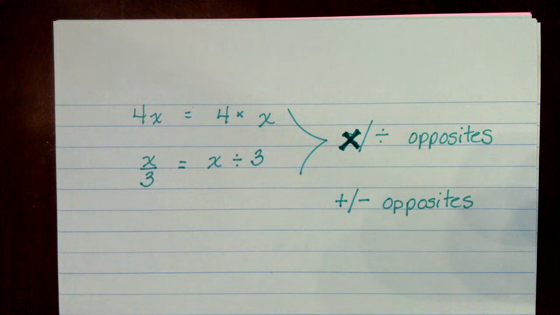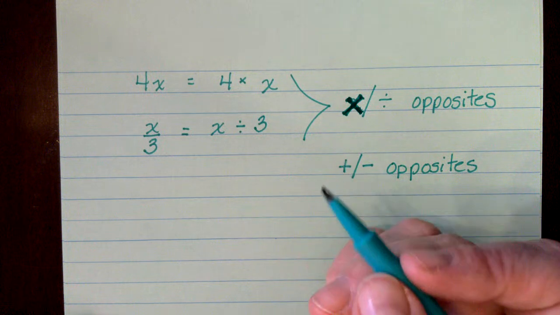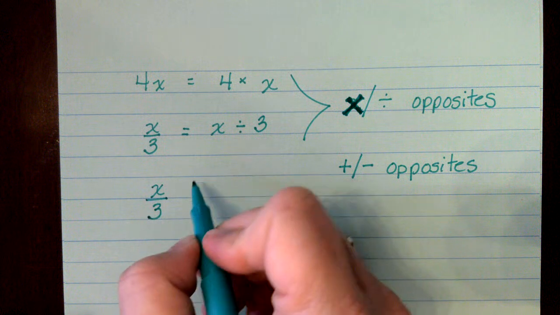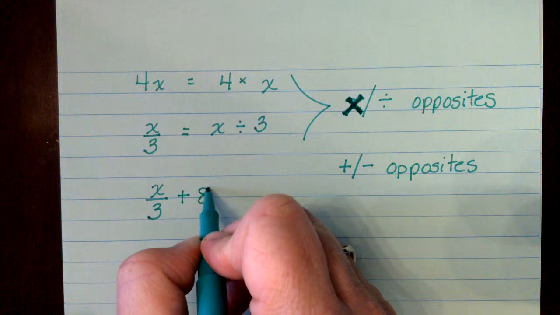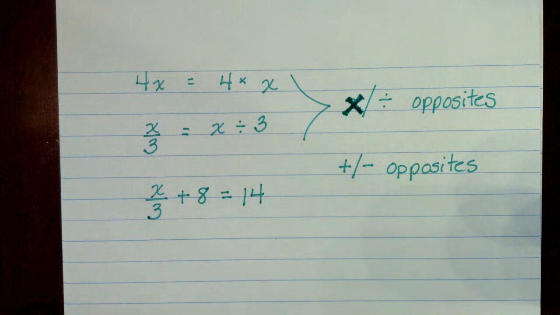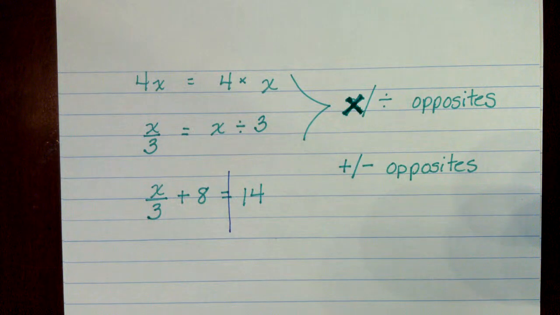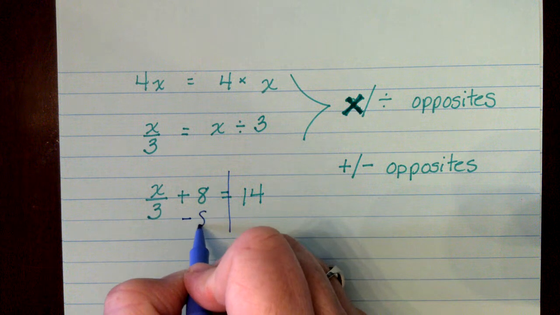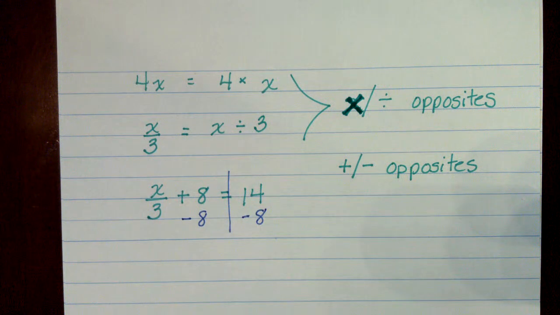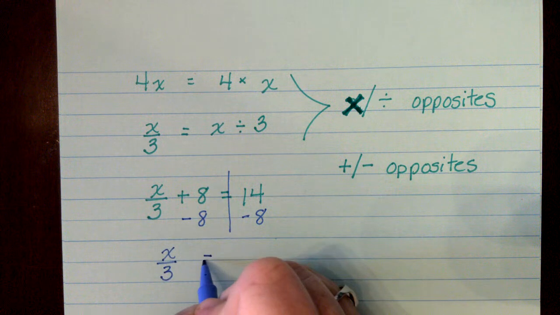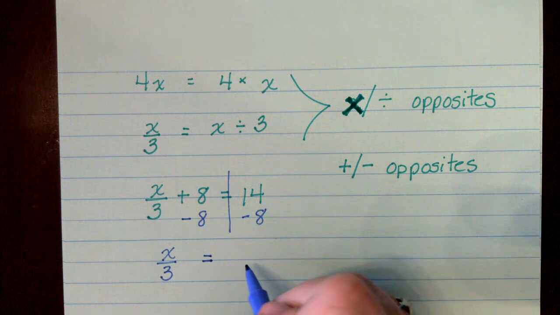All right, so how would we solve a problem like this? x over 3 plus 8 equals 14. Again, I'm going to look at both sides of my equation. I want to get x by itself. The whole purpose is to get x by itself. So I'm going to subtract 8 from both sides of the equation. This gives me x over 3, which is x divided by 3, equals 14 minus 8, which is 6.